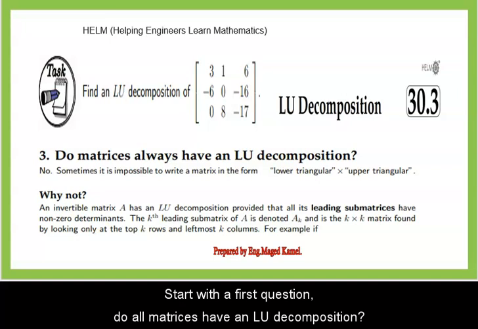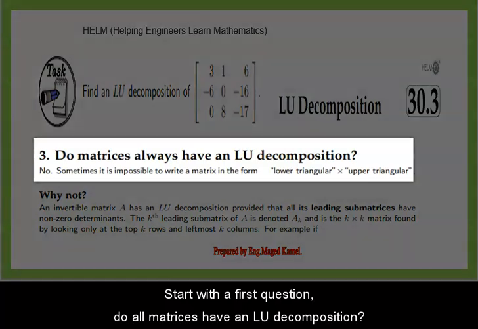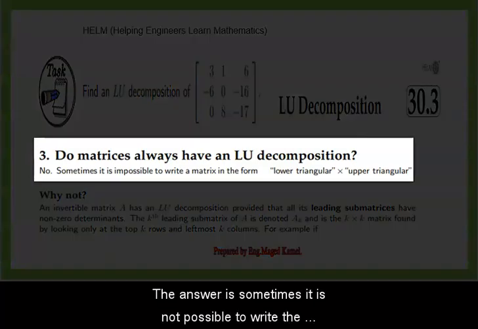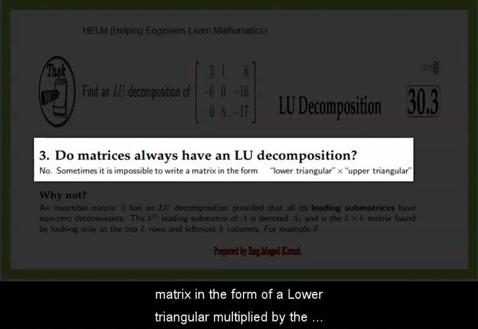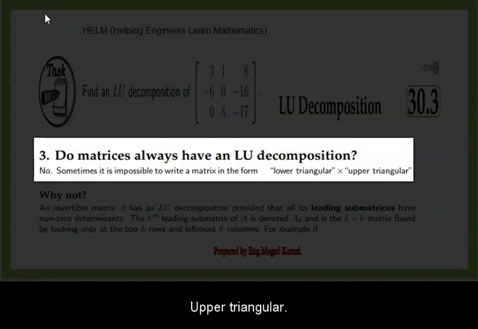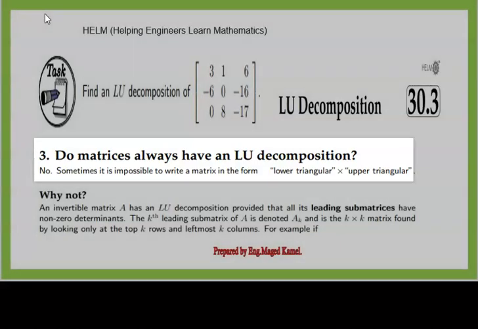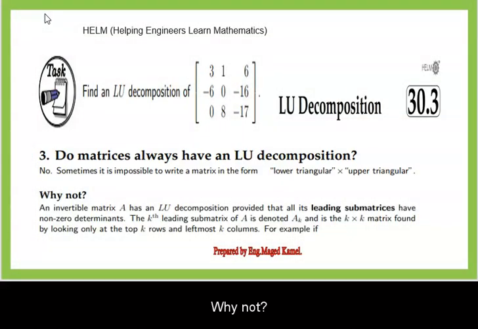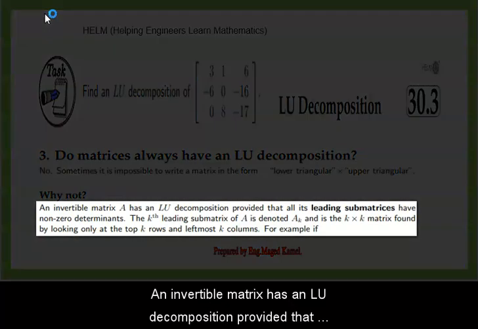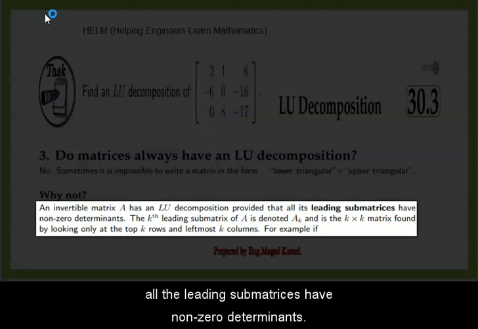Start with the first question. Do all matrices have an LU decomposition? The answer is sometimes it is not possible to write a matrix in the form of a lower triangular multiplied by the upper triangular. Why not? An invertible matrix has an LU decomposition provided that all the leading submatrices have non-zero determinants.